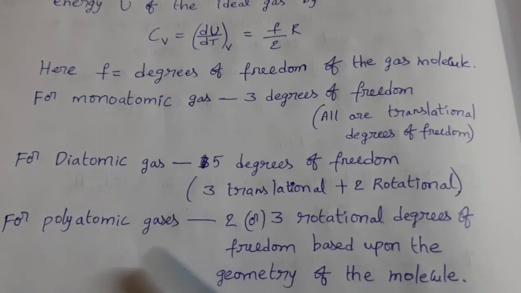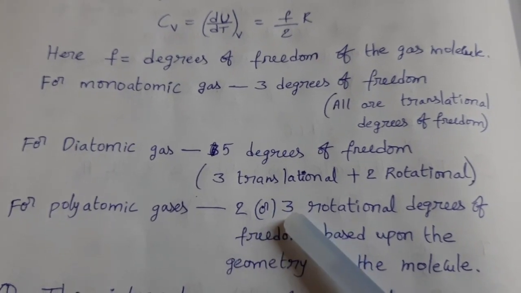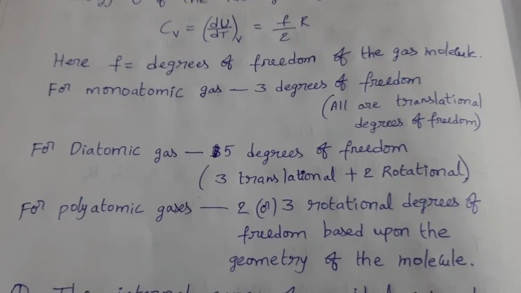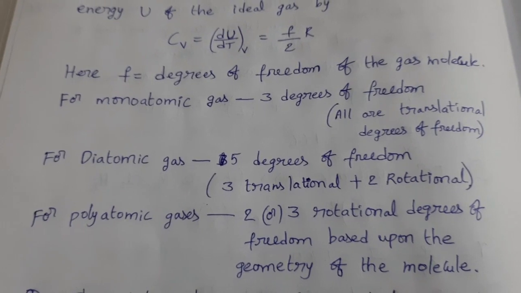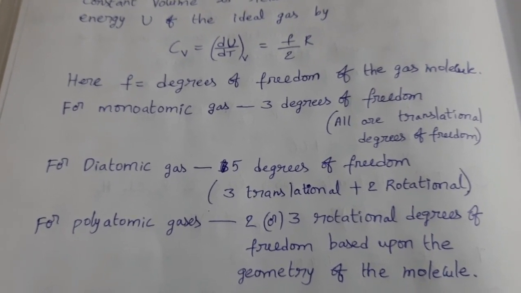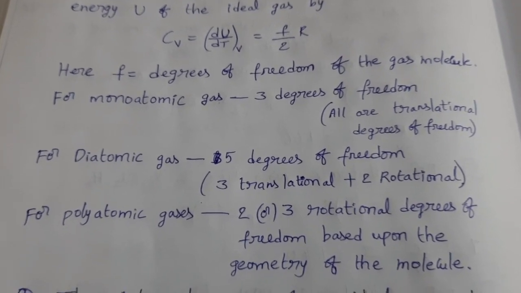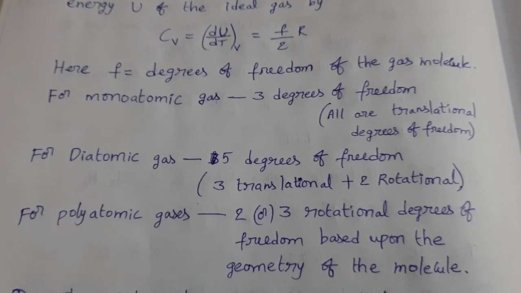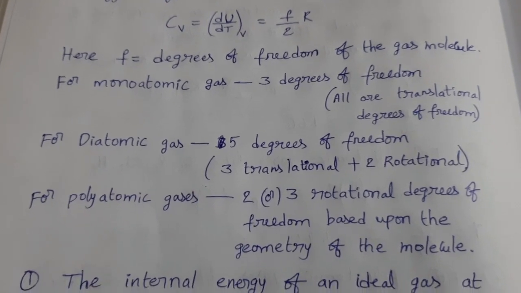Polyatomic gases, some molecules have 2 rotational degrees of freedom, some other molecules have 3 rotational degrees of freedom. How can we decide? This value depends on the geometry of the molecule. Based upon how atoms are arranged in that polyatomic molecule, their geometrical arrangement, the rotational degrees of freedom depend. So some polyatomic gases have 2 rotational degrees of freedom, some other molecules have 3.